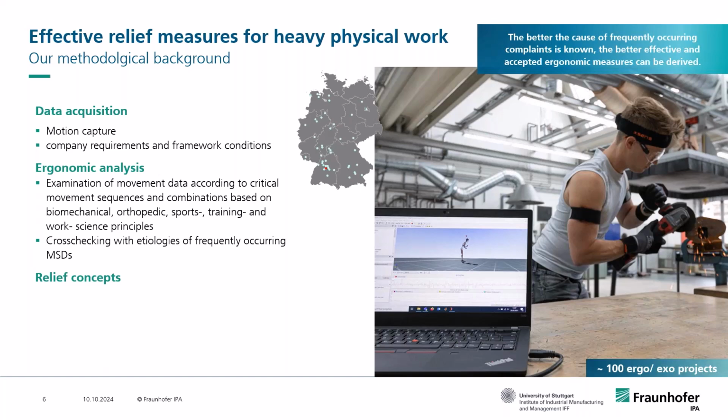For our ergonomic assessment, we analyze this data according to biomechanical, orthopedic, sports, training, and work science principles. And we compare critical movement sequences and combinations with the etiologies, so the causes of diseases, of the typical most common musculoskeletal disorders at the specific workplace that is analyzed. So, for example, if there's a special back pain issue they have, we try to understand where it is coming from, what situation we have to change, and what the parameters are.